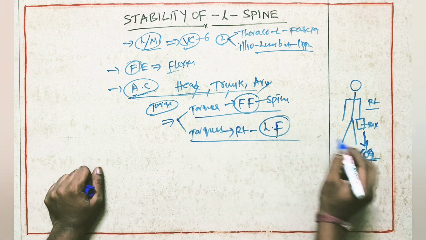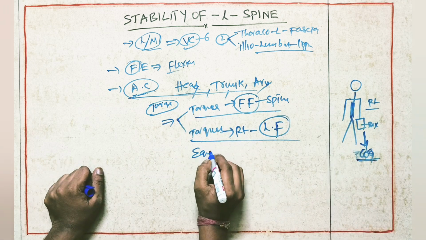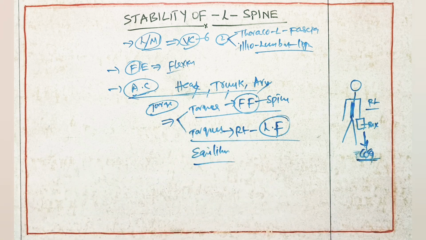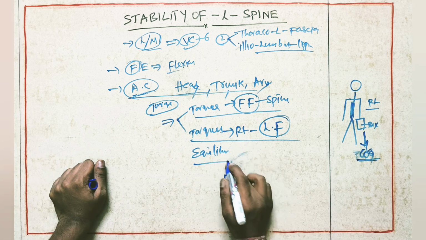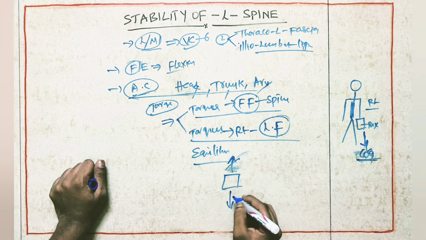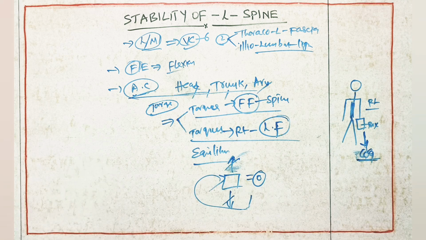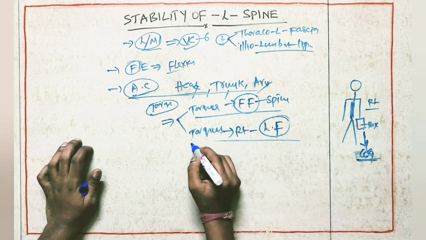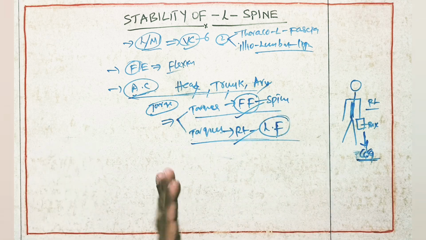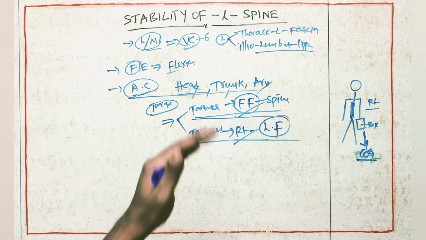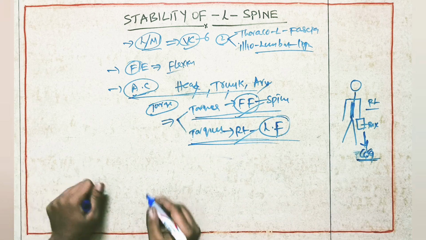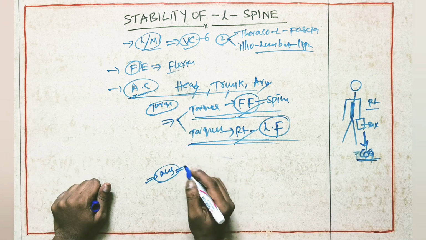So to keep the spine in equilibrium position, according to Newton's first law, if one object should be in neutral position, the sum of the forces acting on that object should be zero, then only the object will be in equilibrium. Okay, so here two torques are already acting, forward flexion and right side lateral flexion. So to prevent the spine from going into flexion and right side lateral flexion, muscles have to contract.